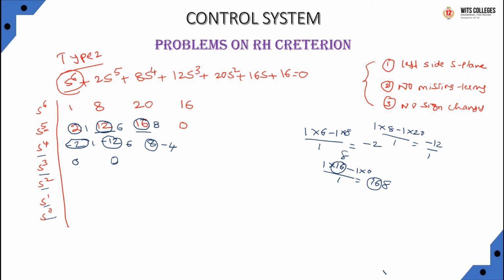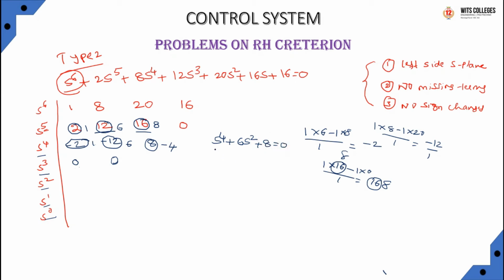Here the auxiliary equation is nothing but the previous order, which is s power 4. By considering this auxiliary equation, the value is s power 4 plus 6 s square plus 8 is equal to 0.